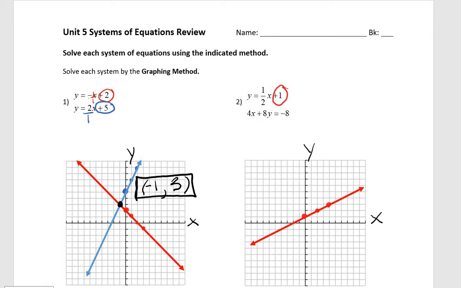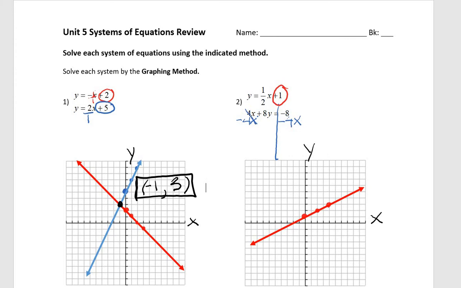Okay, so here is my first line, and then for the second line, I actually have to do a little bit of work here. So as you can see, y is not by itself in this equation. So what we're going to do is we're going to do a little bit of work to get y by itself. The first thing I want to do is get rid of 4x. So to do that, I'm going to subtract 4x from each side of the equation.